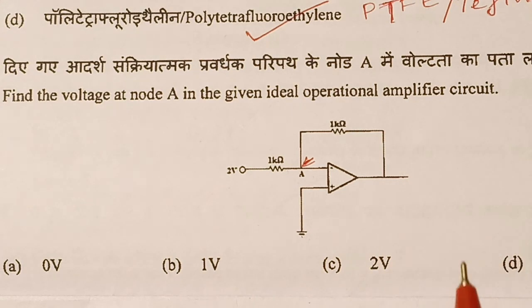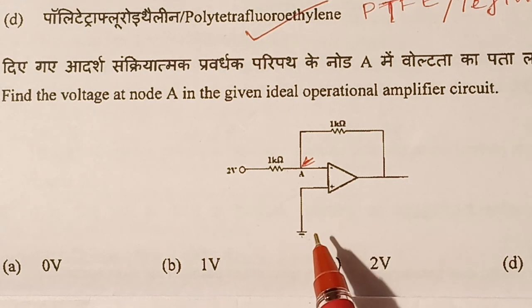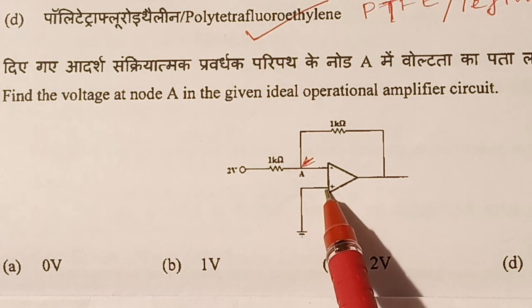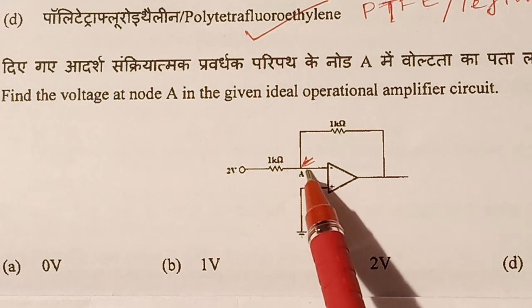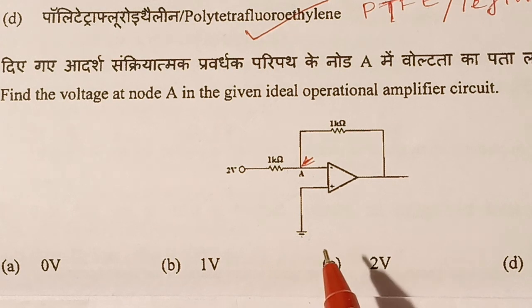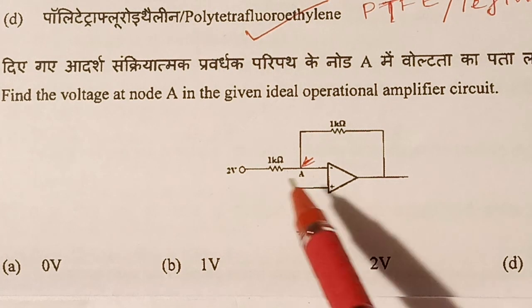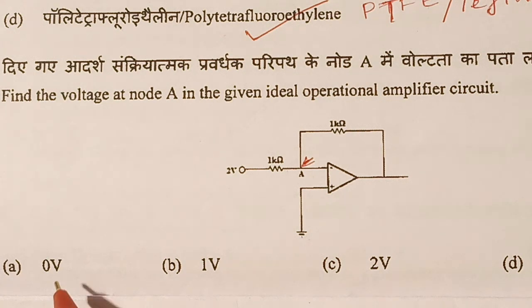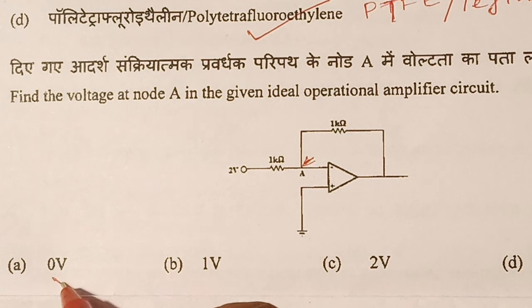Now for an ideal op amp, both the inputs are at the same potential. So here, this input is at ground. So this node also has to be at ground. So with the virtual ground concept, here the voltage is 0 volt. So the answer is option A, 0 volt.